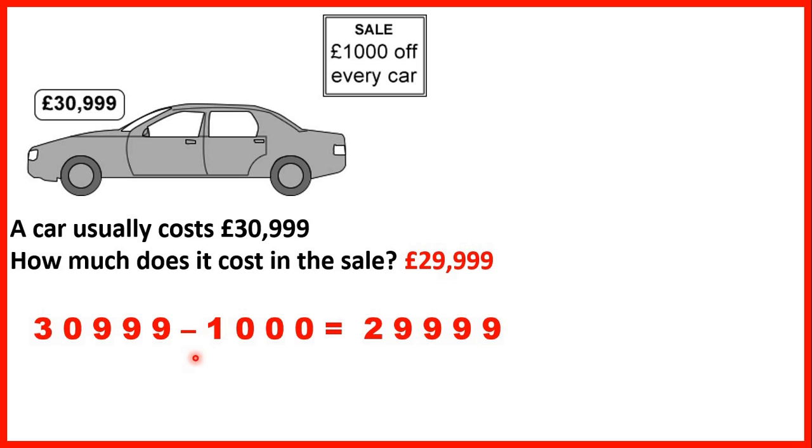We can do this mentally without needing to use column subtraction, because if we know that 30 minus 1 is 29, then we know that 30,999 minus 1,000 is 29,999. Because we're not subtracting any hundreds, tens or ones, the digits in our hundreds, tens and ones stay the same in our answer.